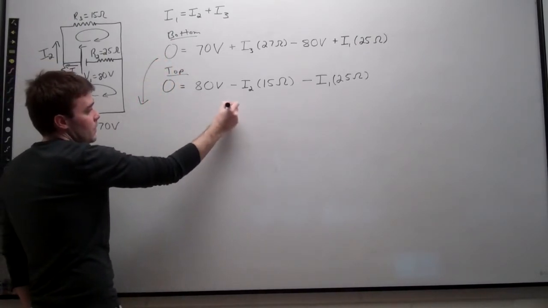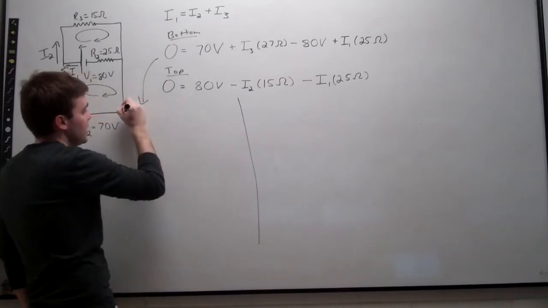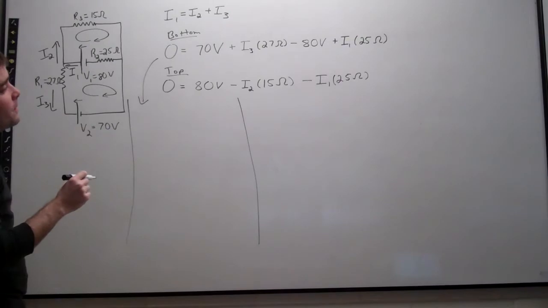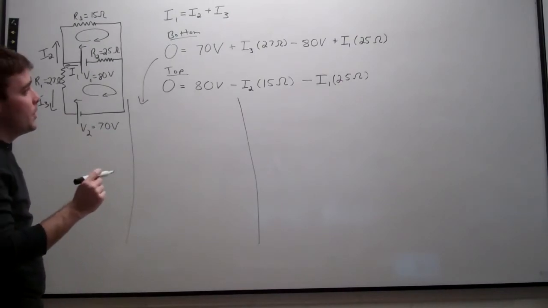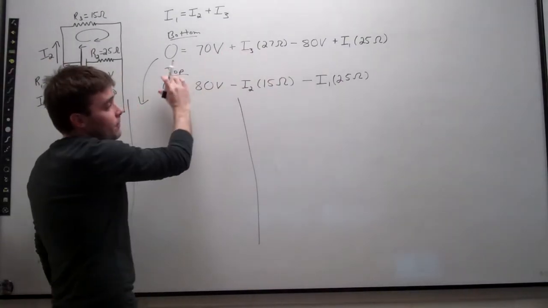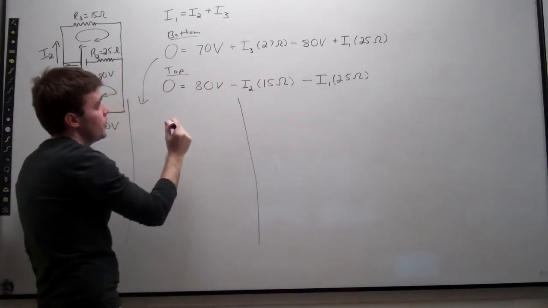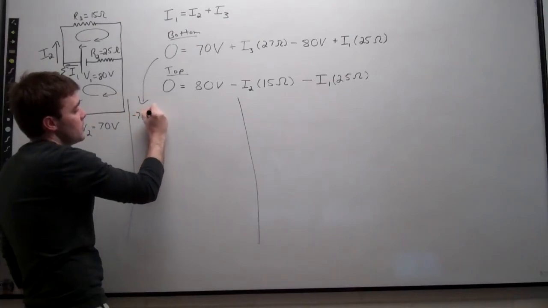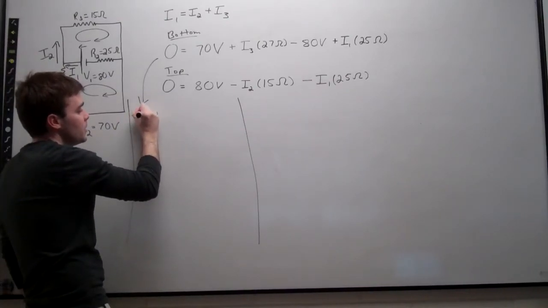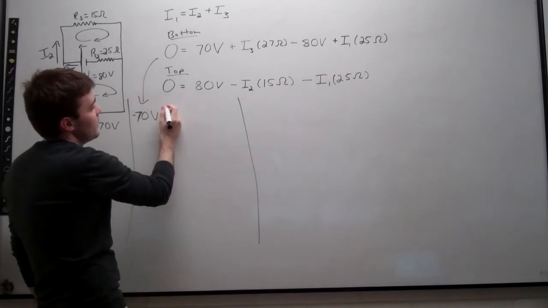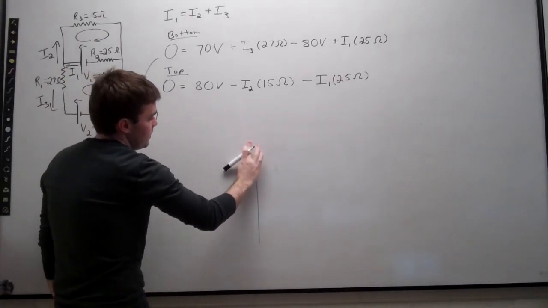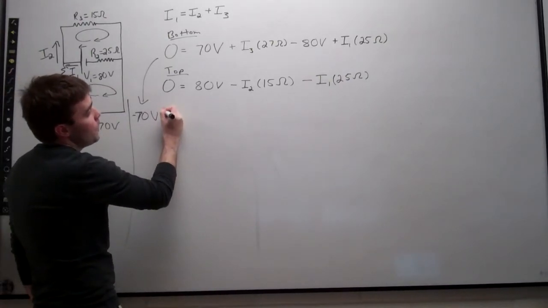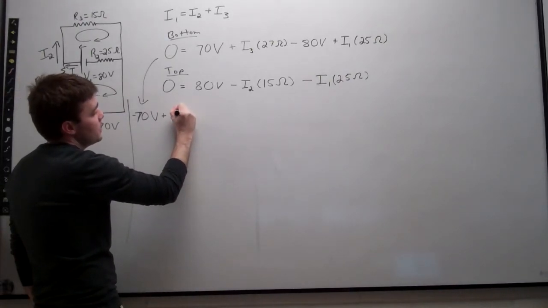Bring it down to there. I use my board space as best I can here. Alright, so I'm going to rearrange this to solve for I3. So I'm going to subtract everything from this side except for the I3 term. So I'm going to get negative 70 volts. I end up writing small here. I apologize, people who are watching this video. Negative 70 volts. I'll erase this line. Plus 80 volts.